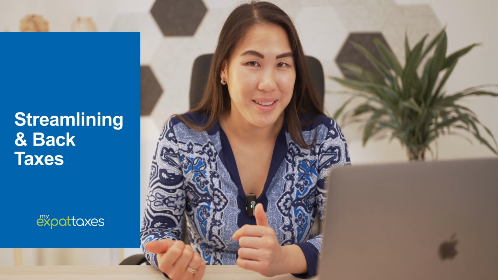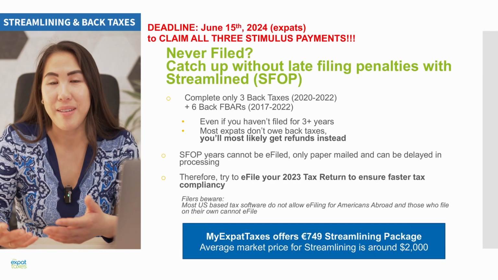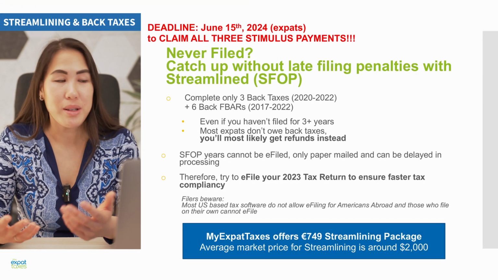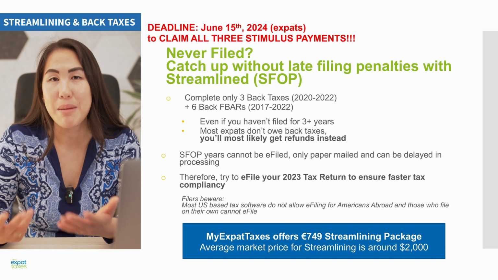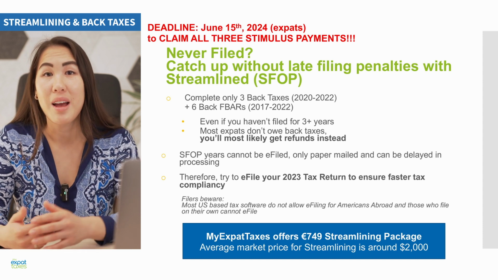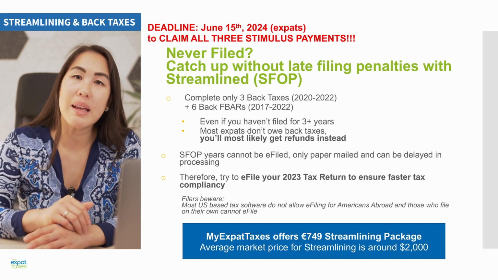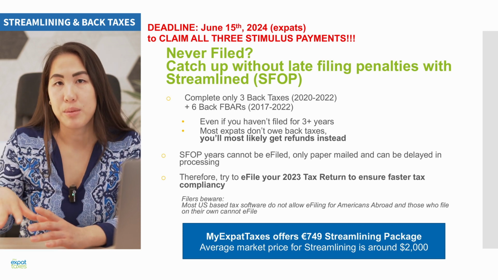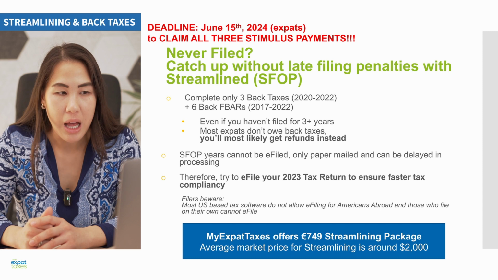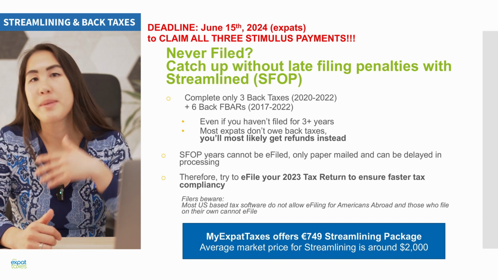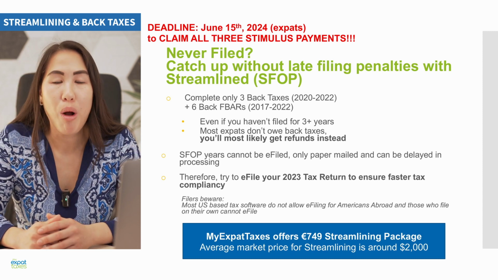So, like I said, if you realize you haven't been filing and you're not really sure what to do, well, there's a program for that, right? So don't be terrified of it. It's just you have to start, right? So you can go through the streamlining procedure. It's an amnesty program. And even if you haven't been filing for 10 plus years, it doesn't matter. You only have to file for the 3 back years and 6 back years of FBARs, plus obviously your current year return. And because of the stimulus payments, because of the child tax credit refunds, you'll probably get refunds.